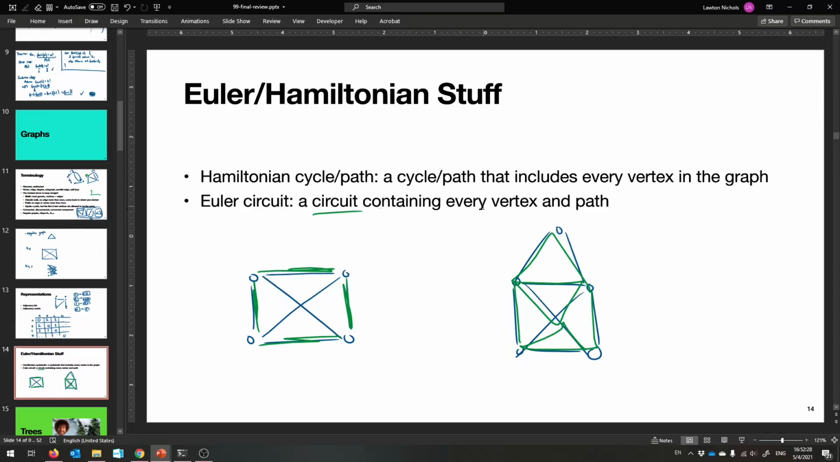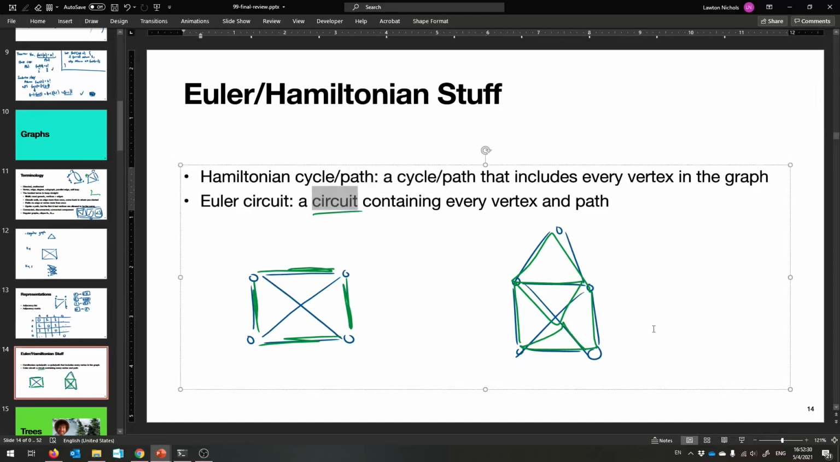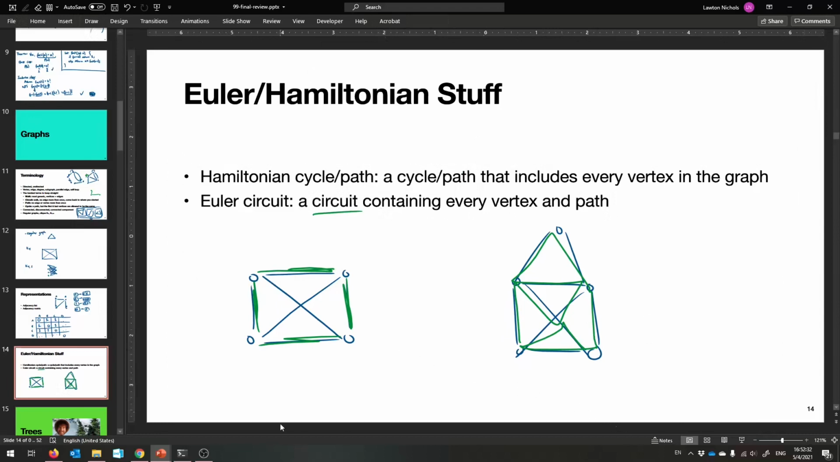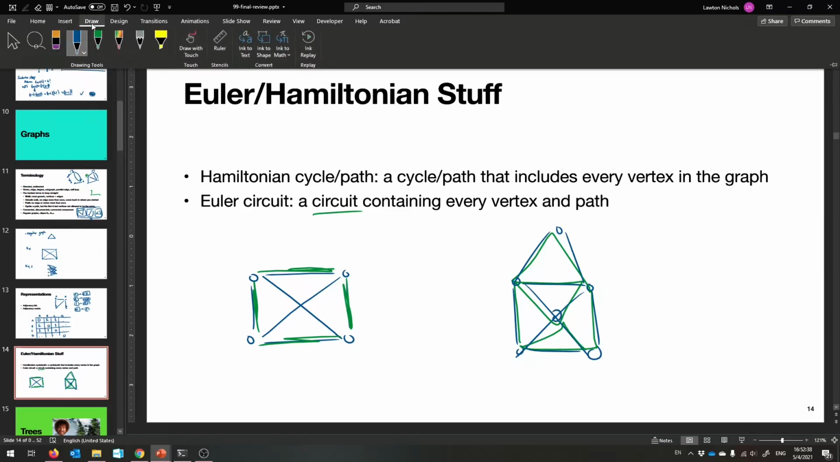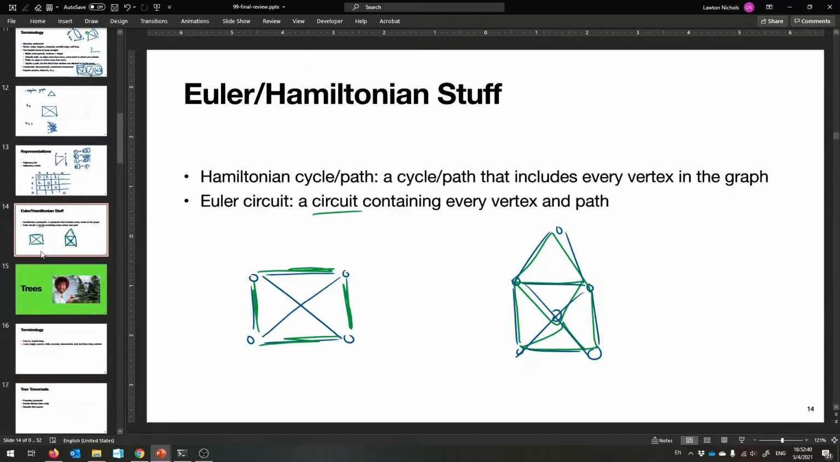So containing every vertex and path, and it's a circuit because sometimes you can come back around to the same place. Okay, that is the idea. And oops, there was supposed to be a vertex there. Okay, so that is graphs in a nutshell.